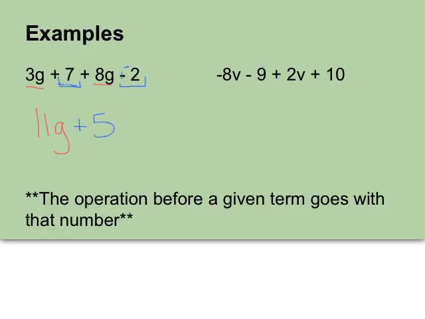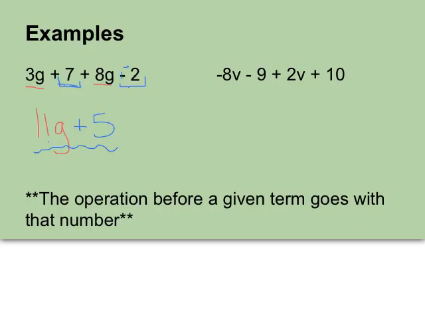7 minus 2 is 5. So this is the simplified version of this. We took like terms and combined them. G's and G's go together, constants and constants go together, and that's our simplified version. There's nothing else we could do to simplify it.